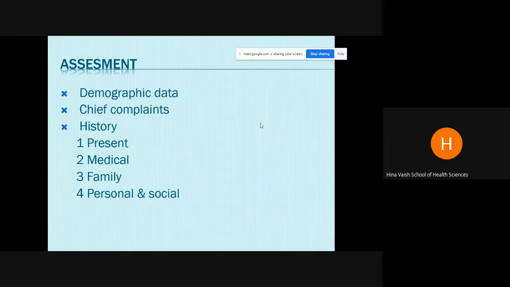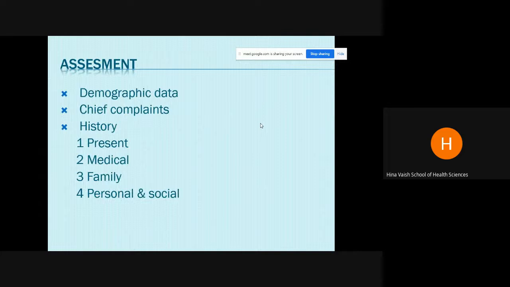Then you start taking the history. You need to start the history as we take in cardiorespiratory assessment. Here also we need to go in that format. First, talk about the present history. Present history means the history pertaining to the condition for which the patient has come to you. Secondly, you go to the medical history. In the medical history, you take what medications the patient is having, and whether he has any associated conditions or not. Apart from the present and medical history, you need to talk about the past history as well.